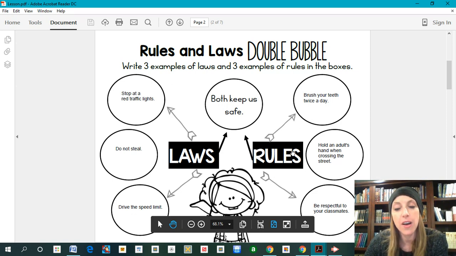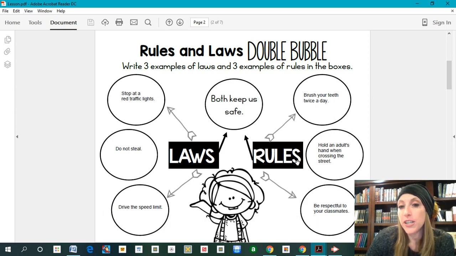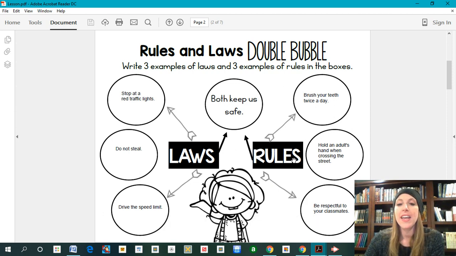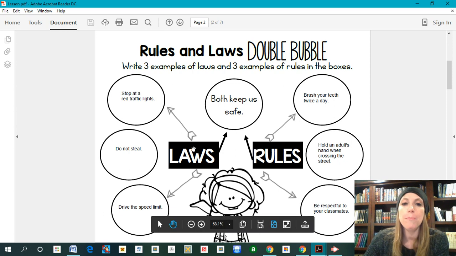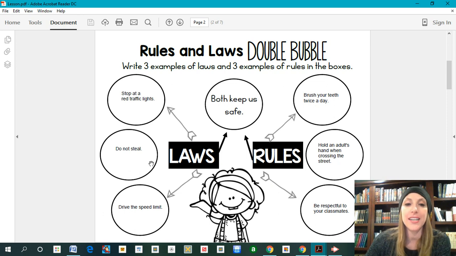It could be like a rule, like brushing your teeth twice a day. Maybe some of you brush your teeth 3 times a day, but it's not something that everybody has to do. Your parents would decide what's right for you. But a law, your parents can't make that decision. It's up to the government. It's something the entire community has to follow.